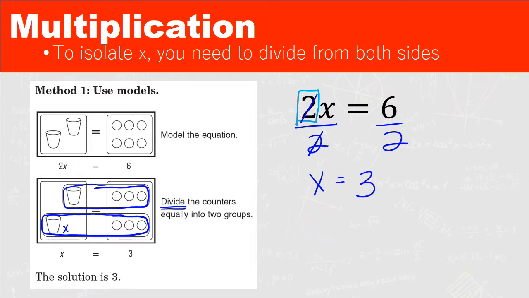So now we can perform our check here. So our check for this one, we have 2 times 3 equals 6. So that checks out, which means our solution is correct. So just to recap, for multiplication, what we need to do is divide both sides by whatever the coefficient is.